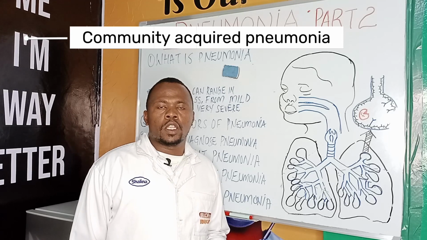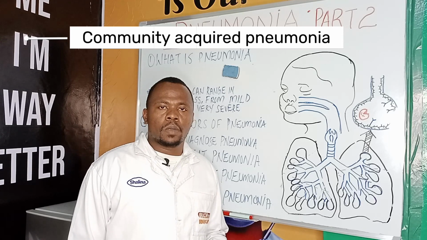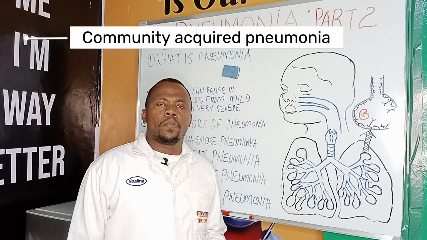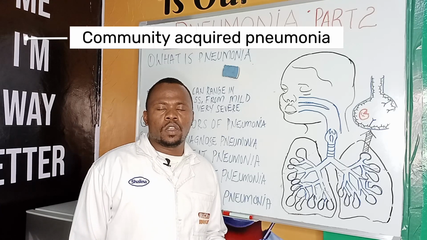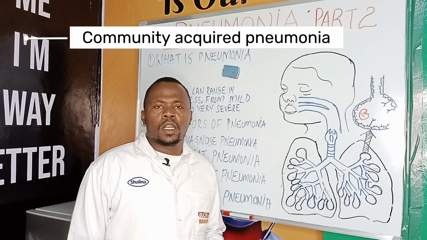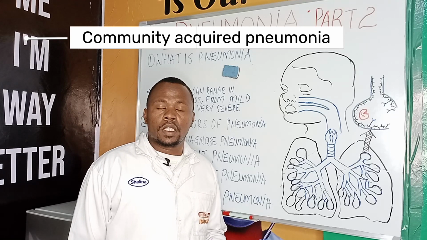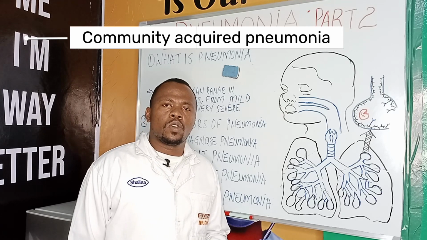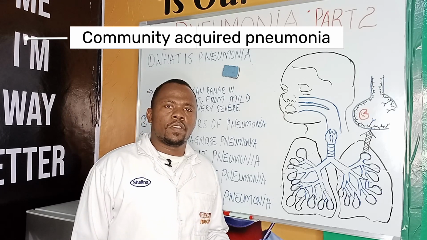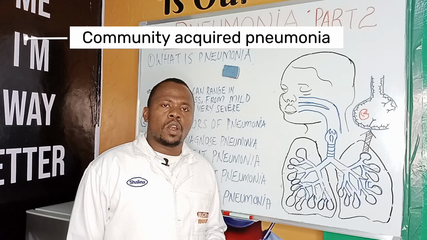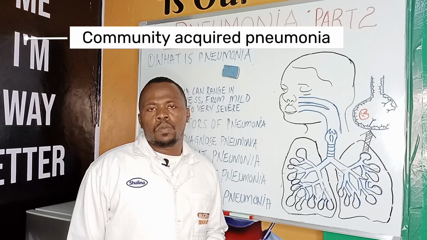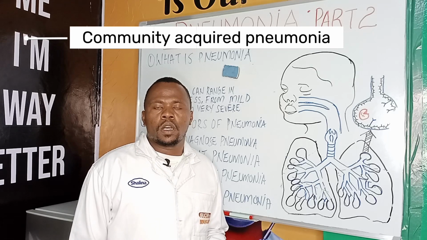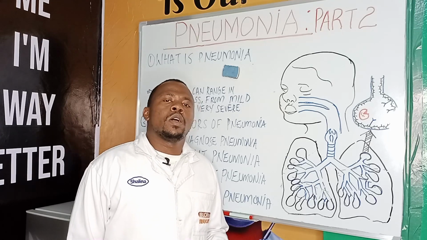Community acquired pneumonia is caused by bacteria like Streptococcus, Haemophilus influenzae, Mycoplasma, Chlamydia, and Legionella. These bacteria are usually treated with antibiotics like macrolides, fluoroquinolones, penicillins, and cephalosporins. With community-acquired pneumonia, most of the time you are treated as an outpatient and you go home.